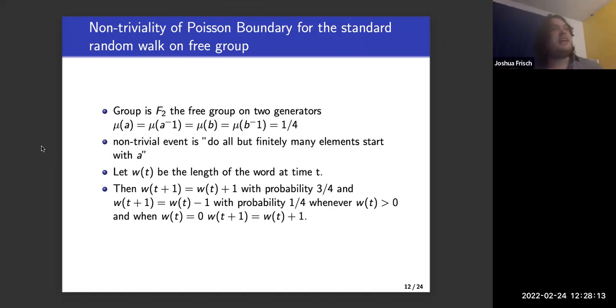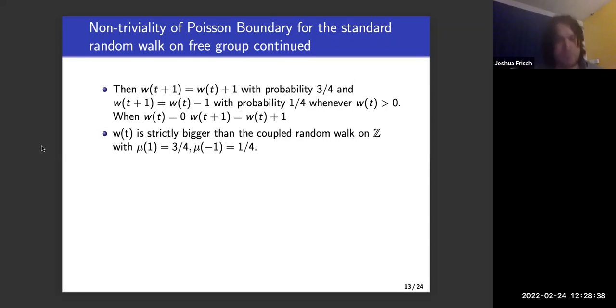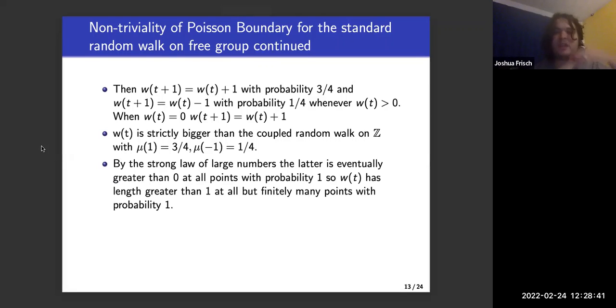And I'm lying a tiny bit because, of course, if you're exactly at the origin, you will always move one step away. But in fact, that'll only happen finitely many times because you're transient, so it's not going to affect things. So 3/4 of the time, you're going to add a letter. 1/4 of the time, you're going to remove a letter. Looking at the coupled random walk and applying the strong law of large numbers, that means that eventually your length is going to be above 0 and never return to 0.